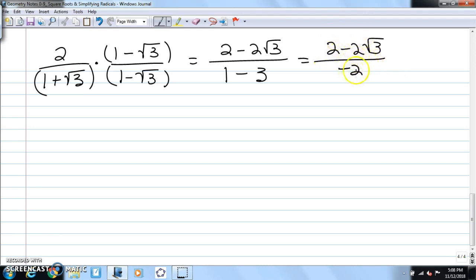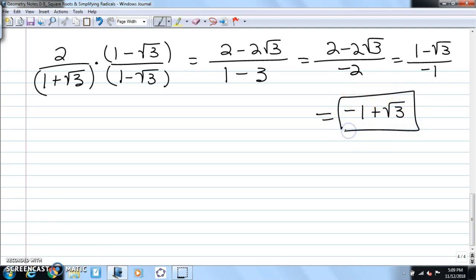Now that does simplify because these all have a 2 in them. In fact, you could divide them all by a negative 2 if you want. Dividing them all by 2, we get 1 minus 1 square root of 3 over negative 1. Well, instead of having the negative 1 there, we just divide out and change it to negative 1 plus the square root of 3.